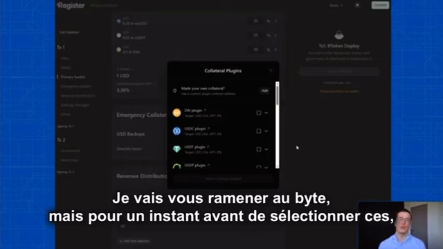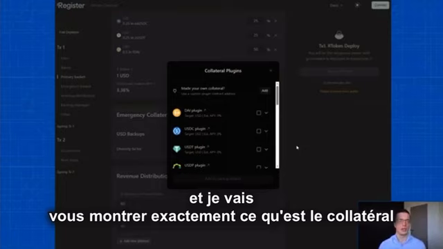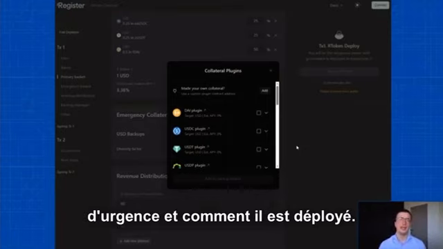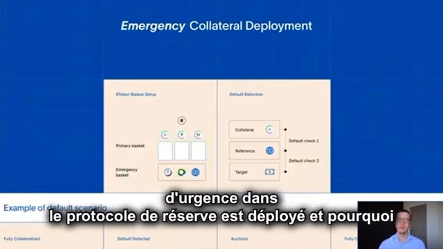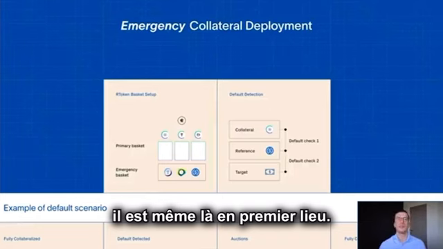I'm going to take you back to the byteboard for a second before I select these tokens here, and I'm going to show you exactly what the emergency collateral is and how it gets deployed. I've set up a scenario to show you exactly how the emergency collateral in the Reserve protocol gets deployed and why it's even there in the first place.